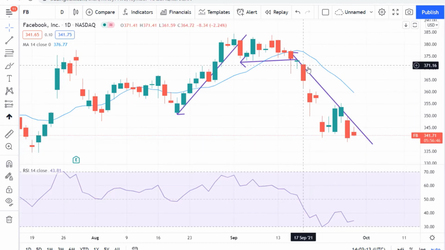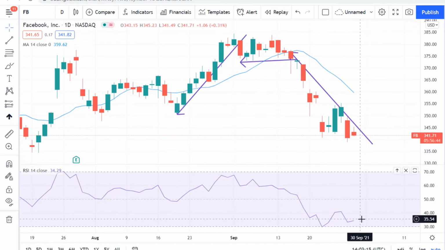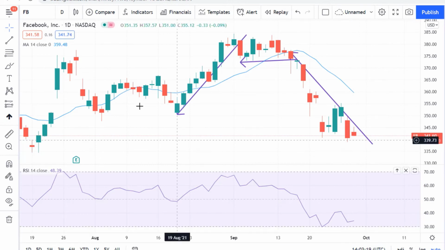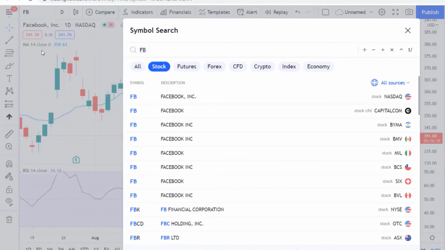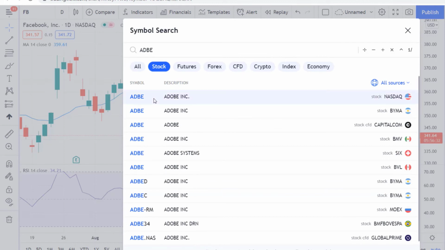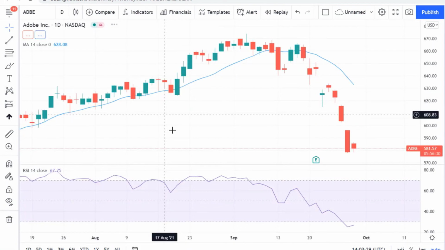So it's kind of an interesting thing as far as that goes. But not classic oversold as far as if the measure is 30. Let's look at one more here before we wrap up. Adobe, which has been, at the time of this filming, a really strong, high-performing stock. You might know Adobe for Photoshop and all sorts of software products they do.